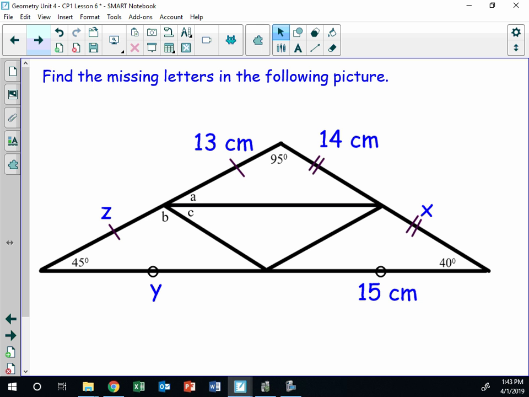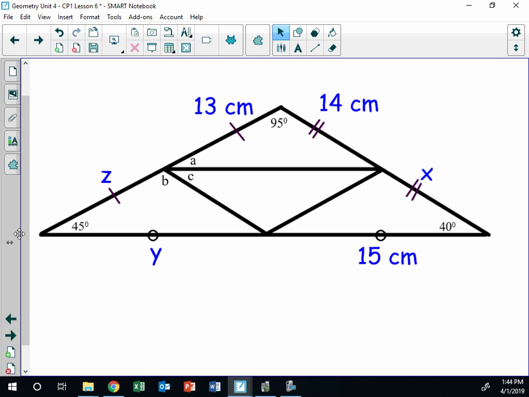Okay, so when we look at missing pieces of a triangle that has been intersected with midsegments, what we want to know is we're always looking for tick marks. Tick marks tell us that we have equal measurements. So we have 15 for Y because we're cutting that bottom segment in half. We're cutting the left side in half. So if we have 13 for the upper tick mark, Z is equal to 13.